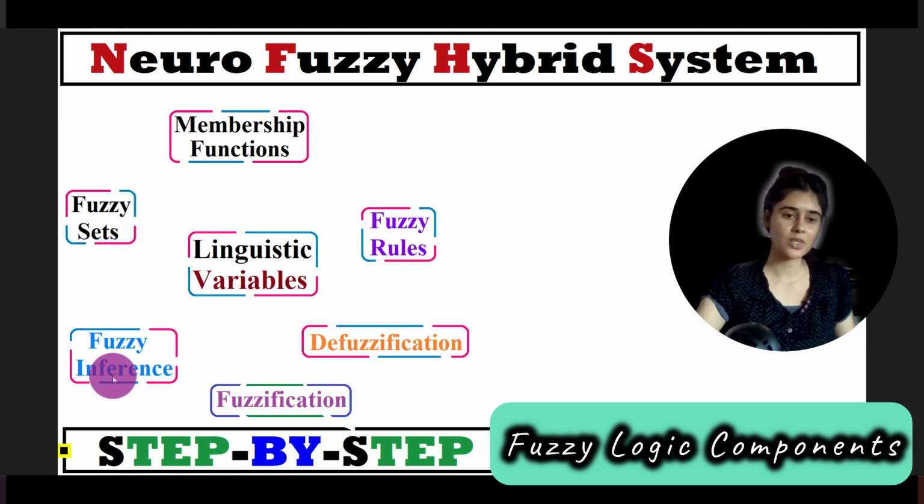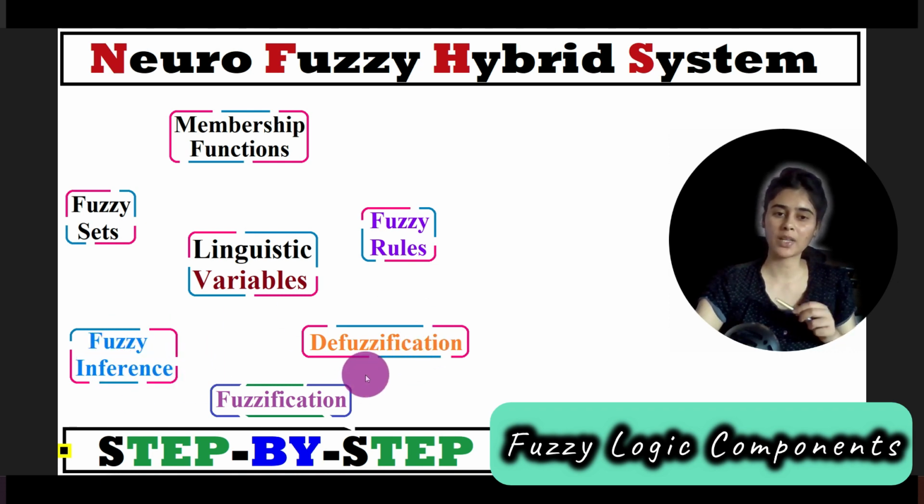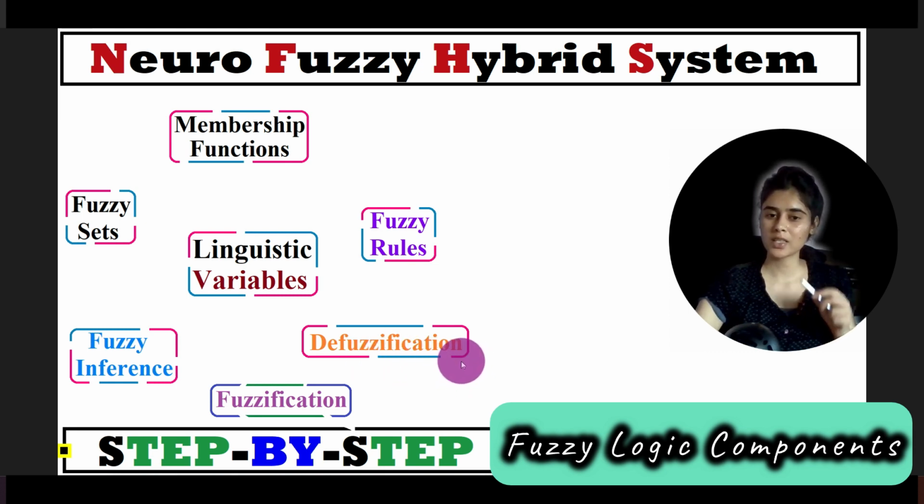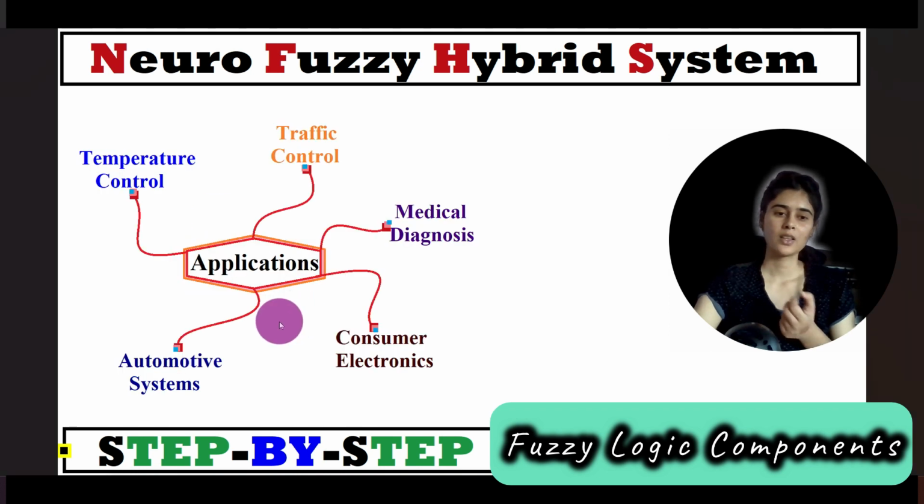Next we have fuzzy inference, the process of applying fuzzy rules to make decisions or draw conclusions based on fuzzy input data. Then defuzzification: when the fuzzy inference is applied, the output needs to be transformed into crisp values, that is numerical values for decision making. So fuzzy logic is used in traffic control, temperature control, consumer electronics, medical diagnosis.